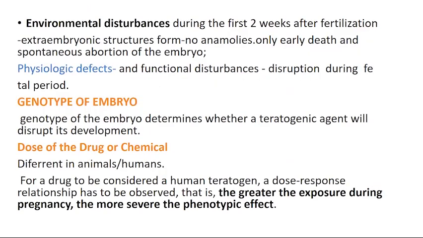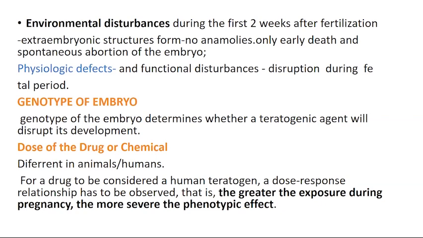Environmental disturbances during the first 2 weeks after fertilization, when extraembryonic structures form, cause no anomalies, only early death and spontaneous abortion. Physiological defects and functional disturbances result from disruption during the fetal period. If it affects before the first 2 weeks, it's going to be a spontaneous abortion, and if it is between the second to the eighth week, it's going to be a congenital anomaly.